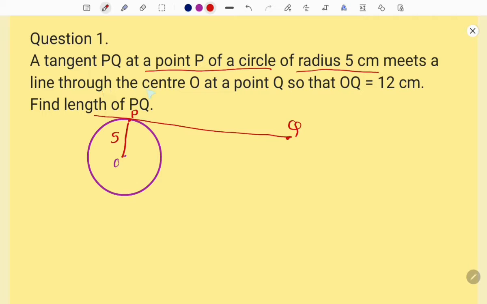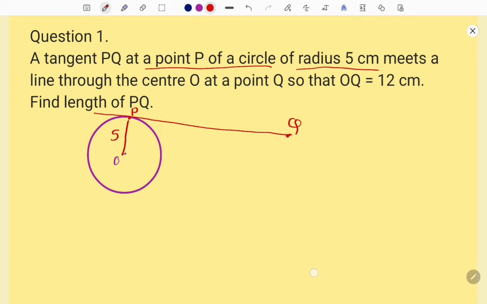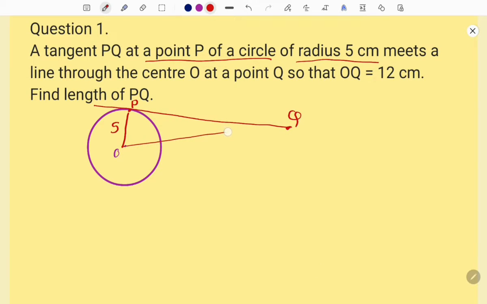And line through the center at a point Q, so that OQ is equal to 12 centimeters. Find PQ. So what is PQ here? PQ is called the length of the tangent.